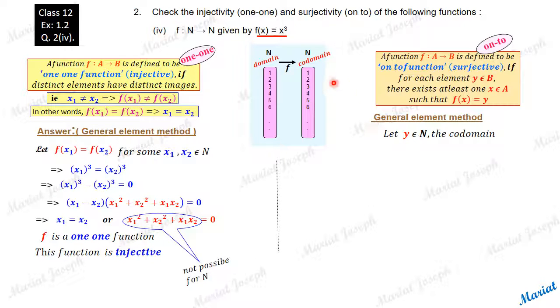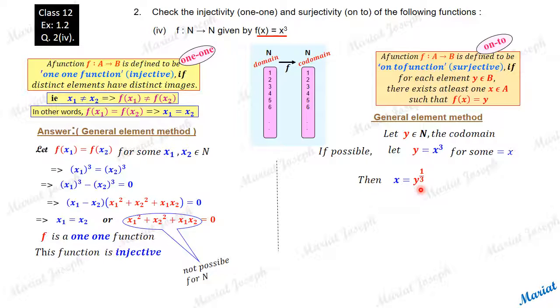Let there be a y in the codomain, any y taken from the codomain, first stage. Now we should be able to get a corresponding x in the domain. How? If possible, let this y taken here be written as x cube. If we want to write this y as an x cube, the x must be y to the power 1 by 3. From this equation, y is equal to x cube means x is equal to y to the power 1 by 3.